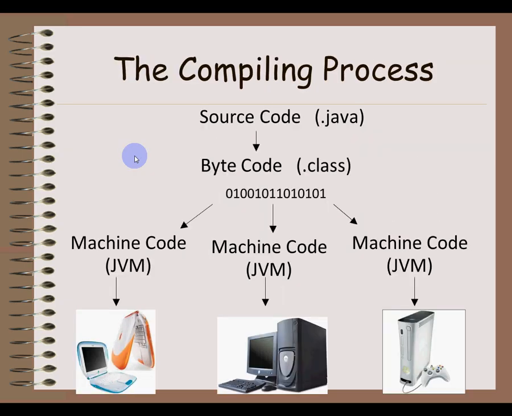And here it is in graphical format. So again, you can see you've got your source code that you've written out in Dr. Java. You've compiled it to form bytecode, which is a set of zeros and ones, and then that bytecode can then be implemented in any machine that you want, using its own specific JVM for that type of machine.